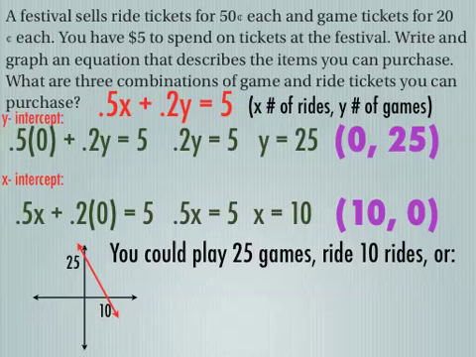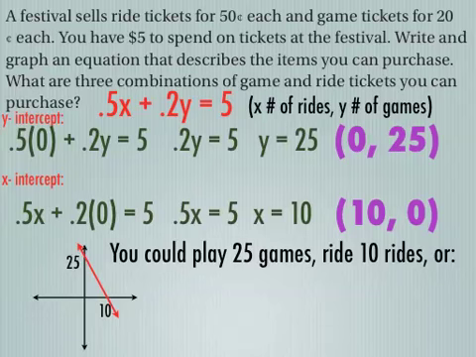Then I need to find a third combination. To find a third combination, you can choose whatever number you would like to plug in. Now remember, you cannot ride half a ride, and you cannot play part of a game. So whatever you choose to plug in, you need to get both numbers to be whole numbers. That's the only thing you could make a mistake on here. Remember, if you only have 10 cents left, you're not going to be able to play half a game. You're not going to be able to do anything with that 10 cents. And we want to spend all of our $5.